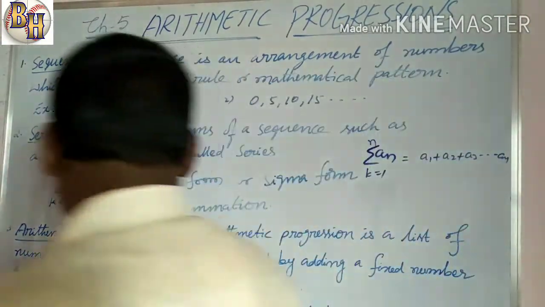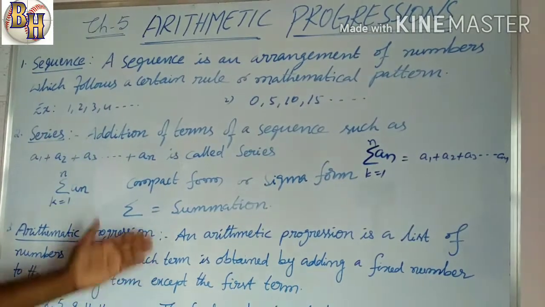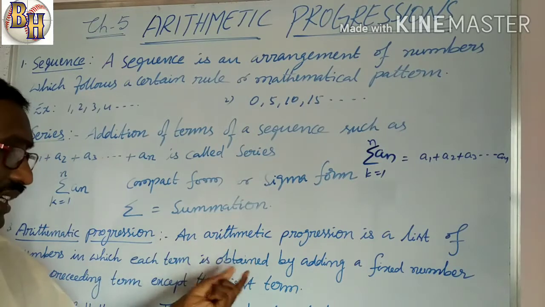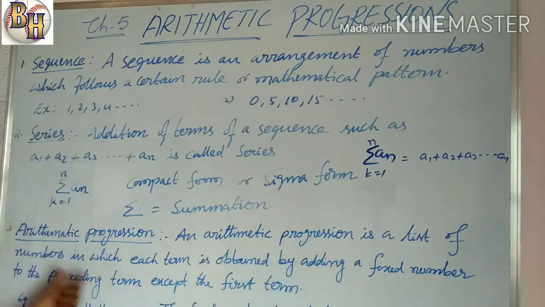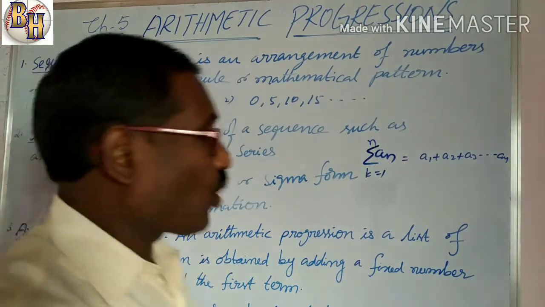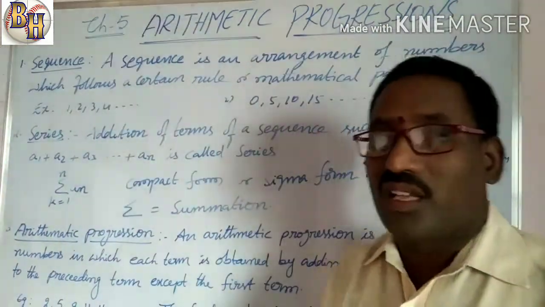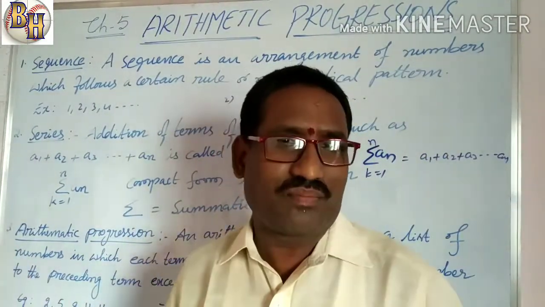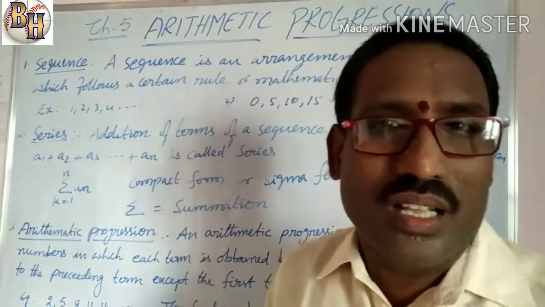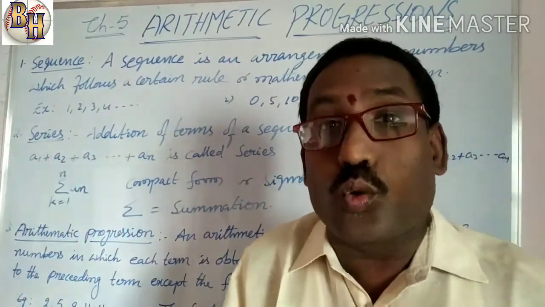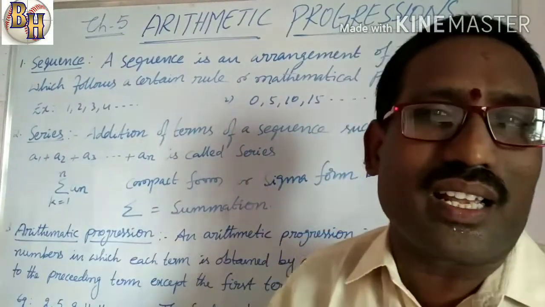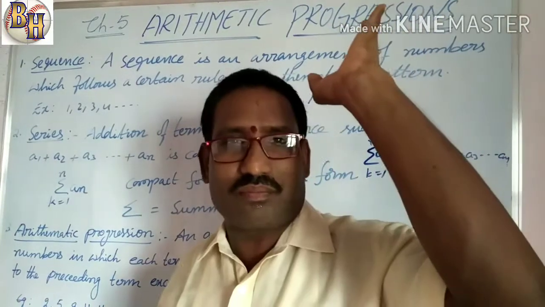Arithmetic progression. An arithmetic progression is a list of numbers in which each term is obtained by adding a fixed number to the preceding term, except the first term. That is called arithmetic progression. That means simply we can say, except the first term, the difference between two consecutive terms is the same. That is called an arithmetic progression.